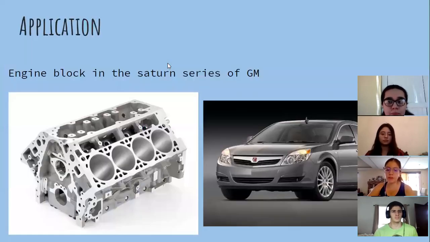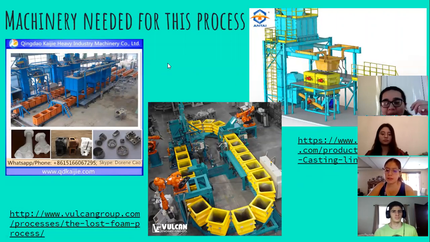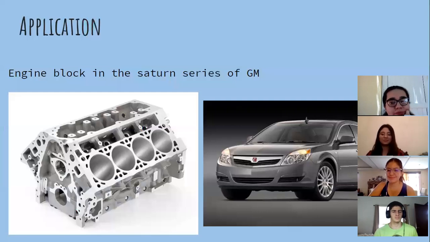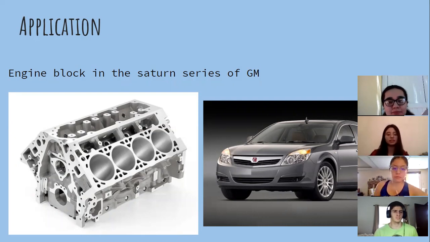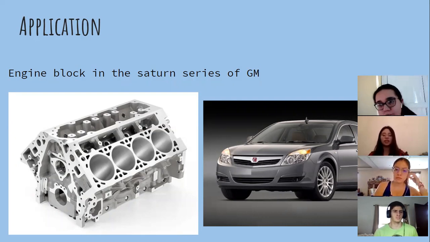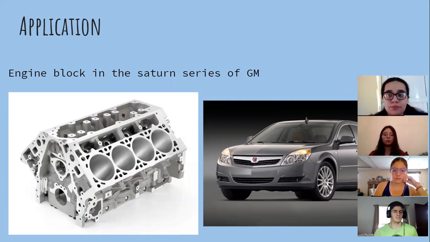Here we can see also the 3 websites. An example of the application, like we saw in the history process, we saw that GM had a really popular way of making some of the engine blocks. This is an example of the Saturn series of 1981, which a lot of the pieces were made out of this process, especially the engine block.